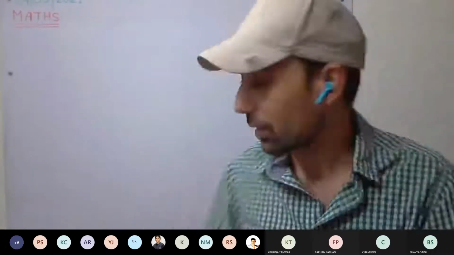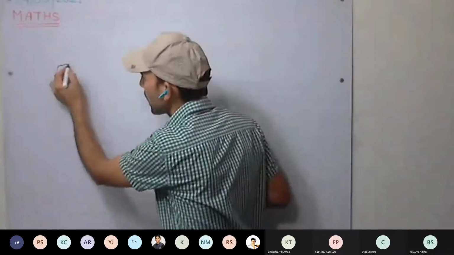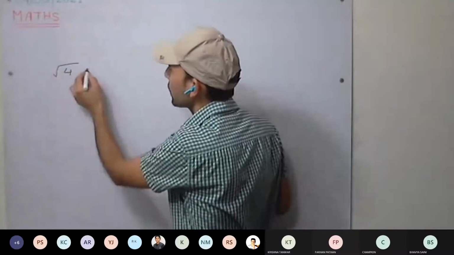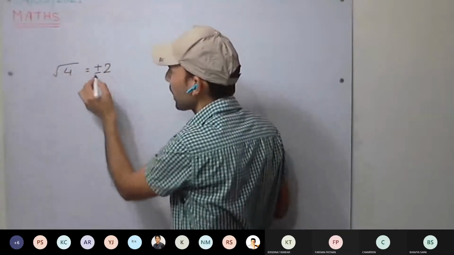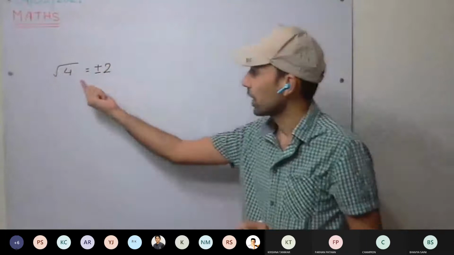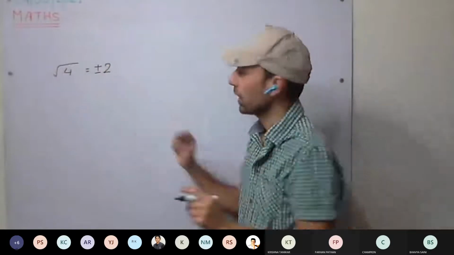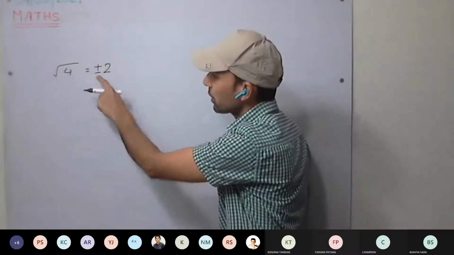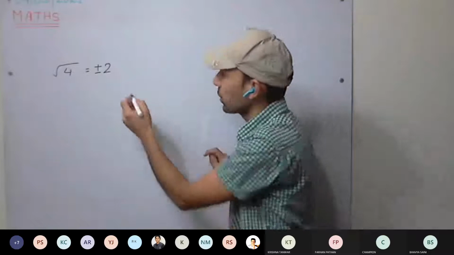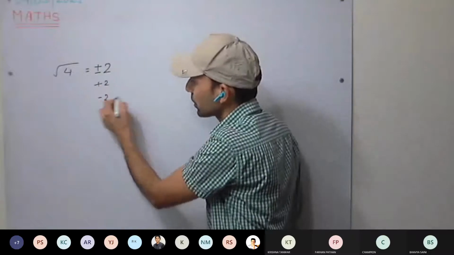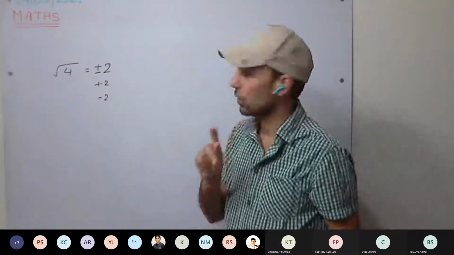See, when you are taking the root, for example, you are taking the root of 4. What you are getting? 2, it is plus minus 2. There will be two values. When you are always taking a square root, it will be plus minus 2. Two values, that is plus 2 as well, minus 2 as well.